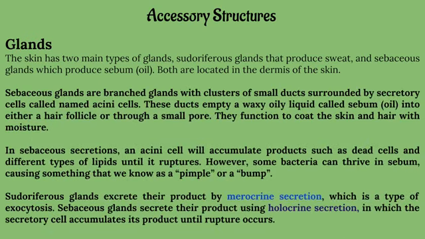Sebaceous glands are small ducts with secretory cells named acini cells surrounding them. They usually empty into a hair follicle but may sometimes empty into small pores. Sebaceous glands produce sebum, also known as oil. And sebum is a mixture of lipids and cell fragments that retain moisture in the skin and the hair. But some bacteria can thrive in sebum, causing a blackhead to become infected with bacteria. This causes something we know as a pimple or a bump.